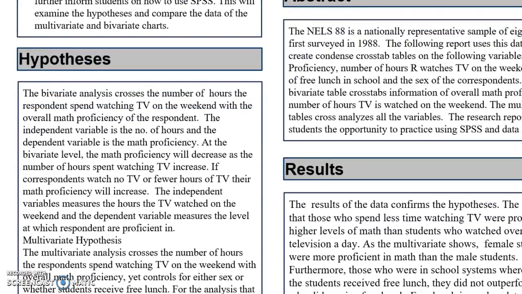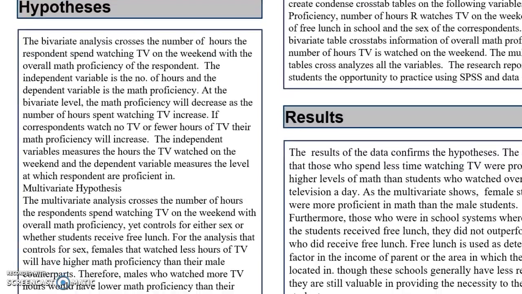Bivariate analysis crosses the number of hours respondents spent watching TV on the weekend with the overall math proficiency of these students. The independent variable is the number of hours, and the dependent variable is the math proficiency. At the bivariate level, the math proficiency will decrease as the number of hours spent watching TV increases. If respondents watch no TV or fewer hours of TV, it is assumed that their math proficiency will increase.